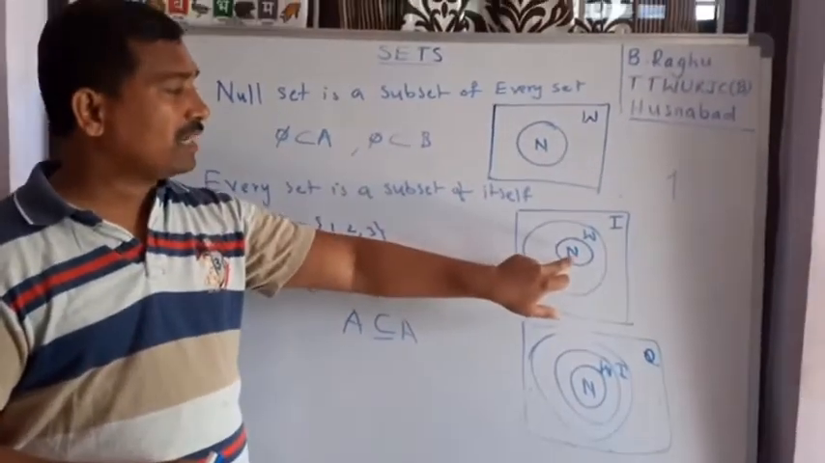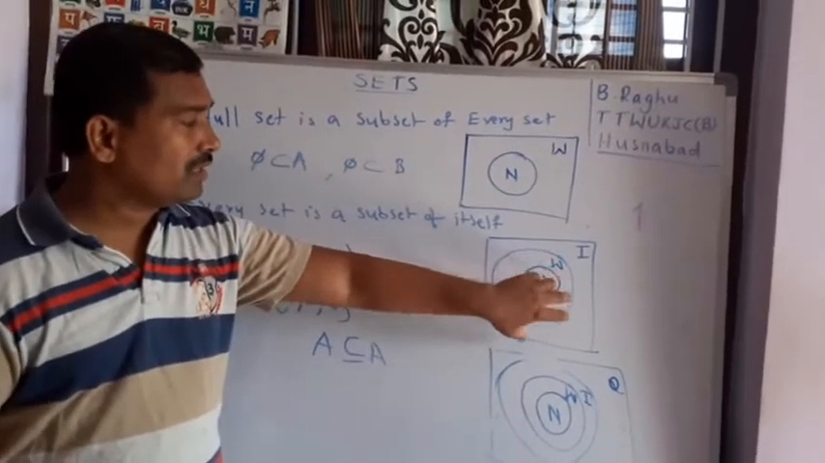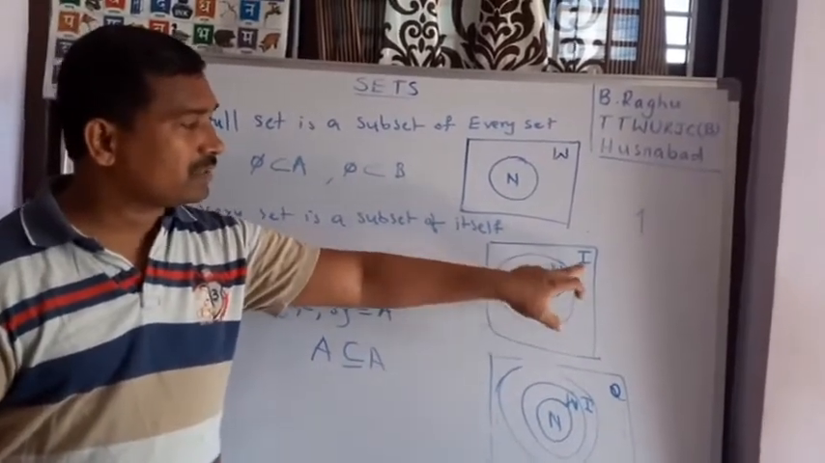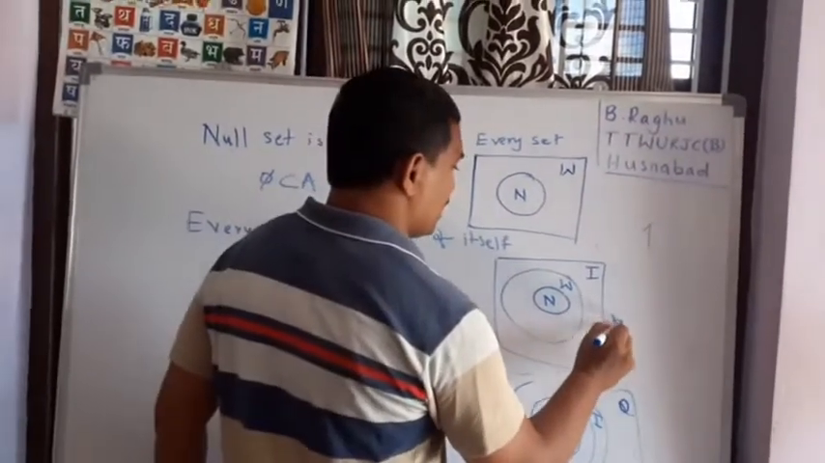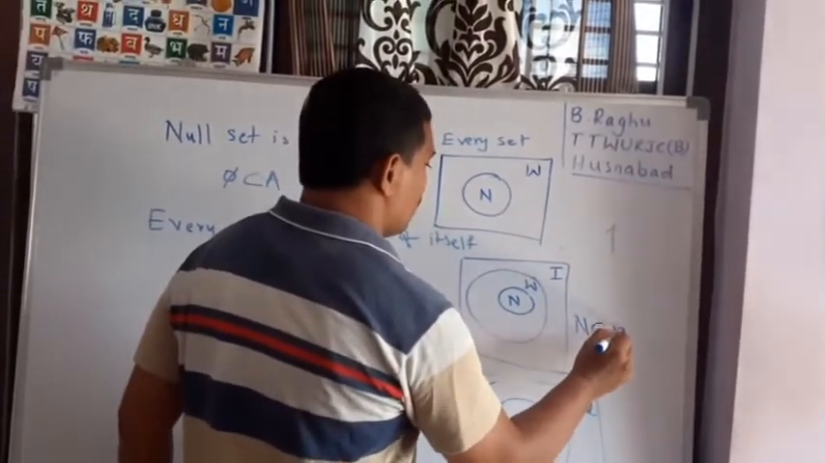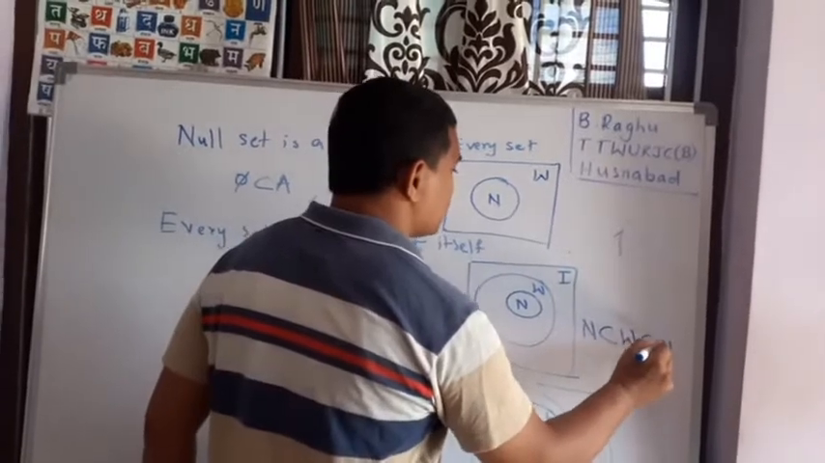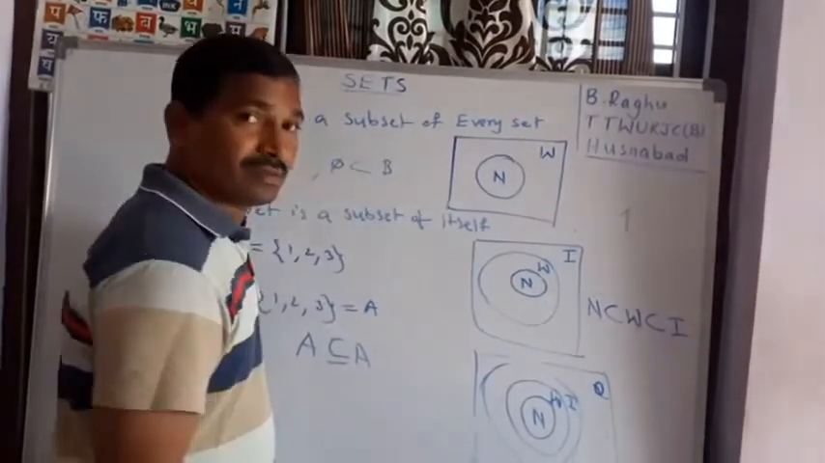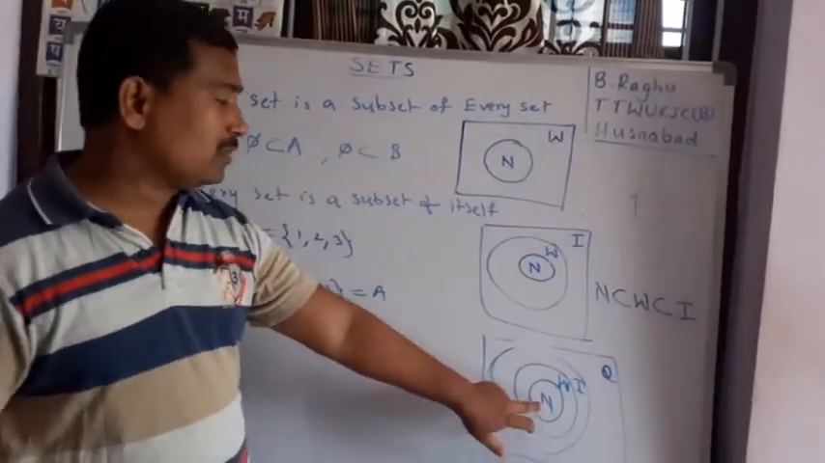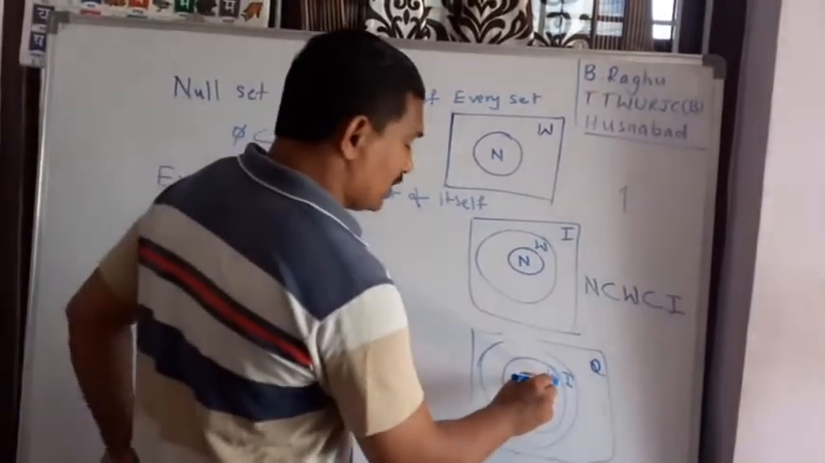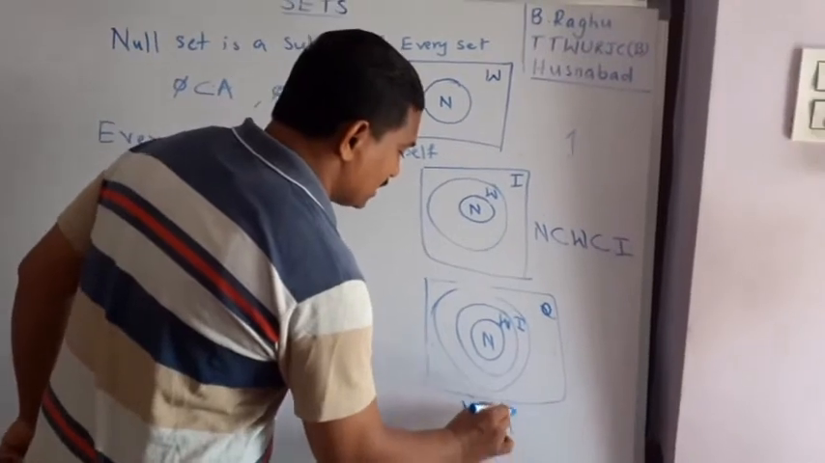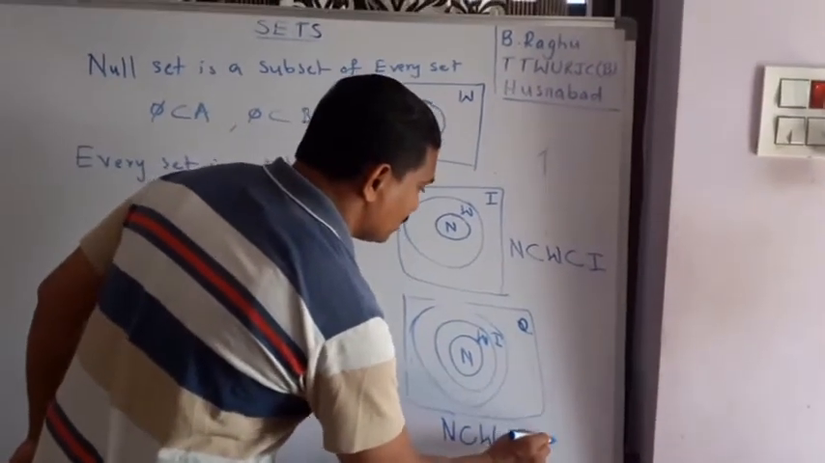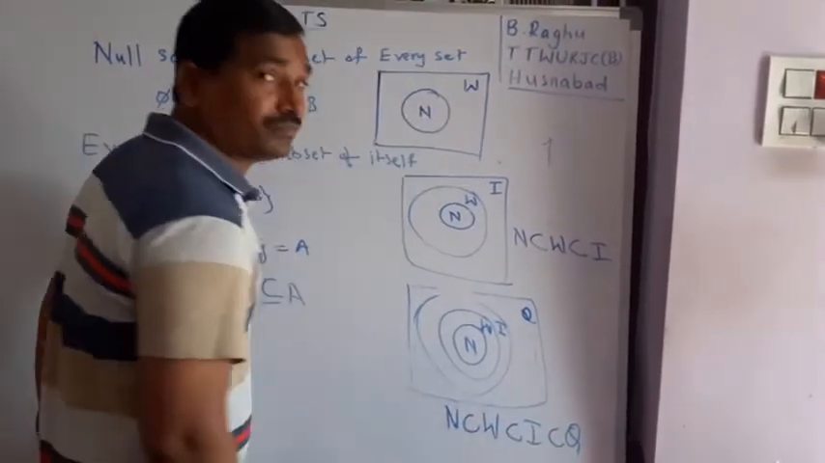And one more: the natural number set is a subset of the whole number set. The whole number set is a subset of the integers. Here we can see the natural number set is a subset of the whole number set, which is a subset of the integers, and the integers are a subset of the rational numbers.